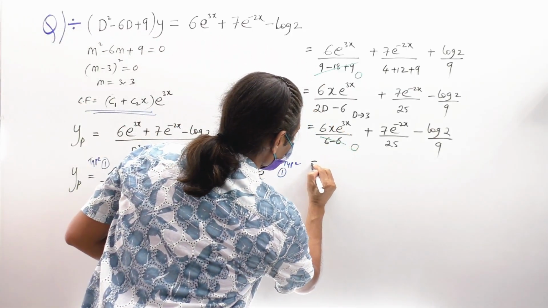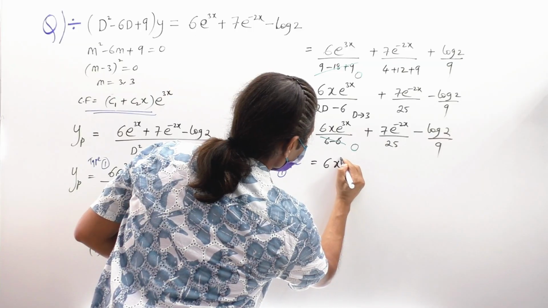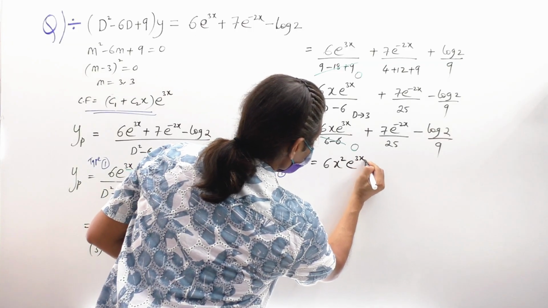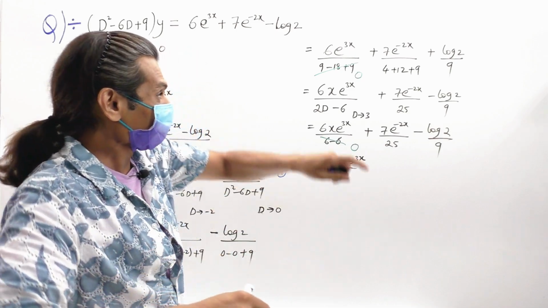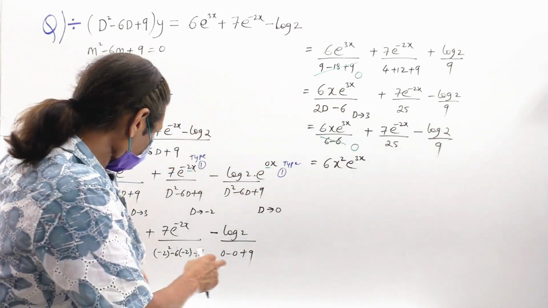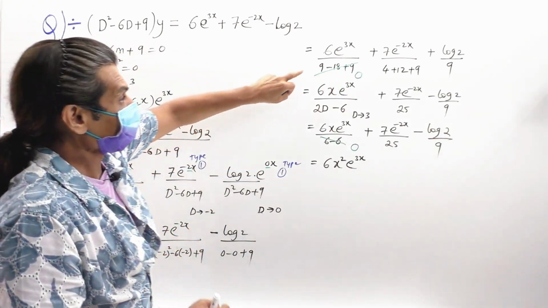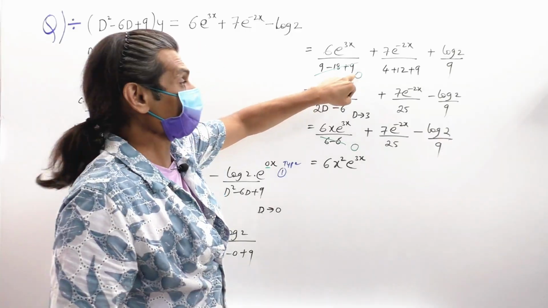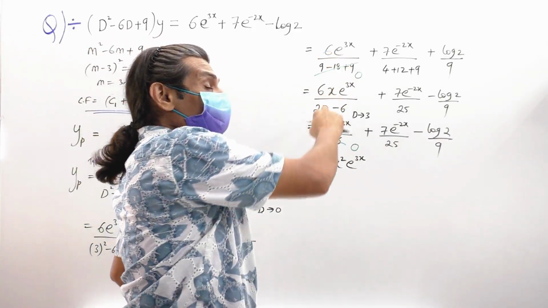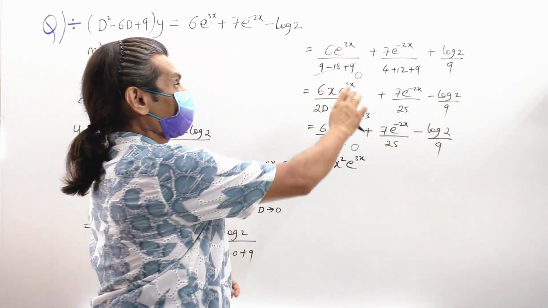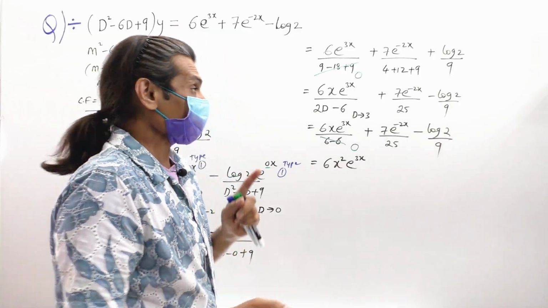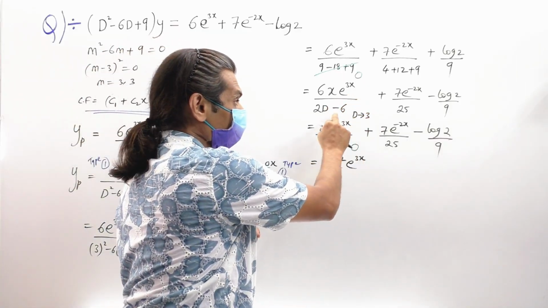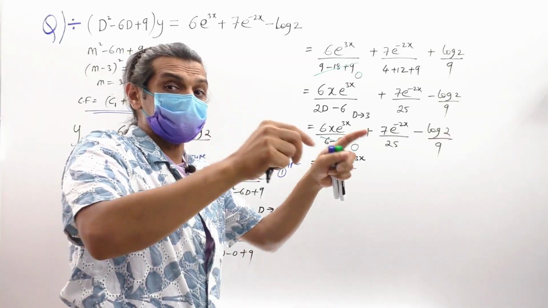Again multiply the numerator by x, 6x square e raised to 3x. First case, again don't ask me where the x square came from. Theory: after replacing D by 3, when we are getting 0 here, 18 minus 18 is 0, when the denominator becomes 0, multiply numerator by x and differentiate the denominator. Again replace D by 3. Put 3, 2 3s are 6 minus 6 is 0.